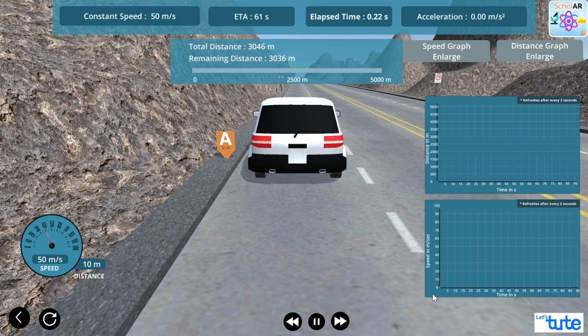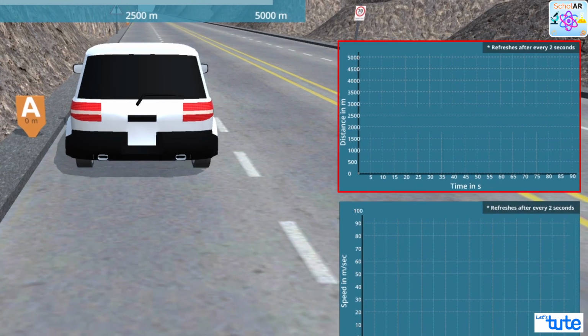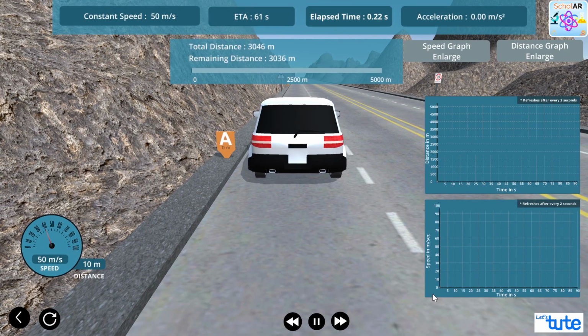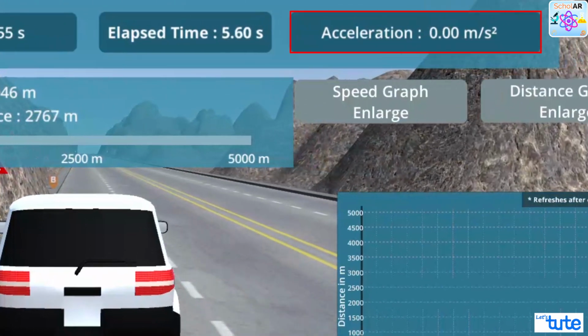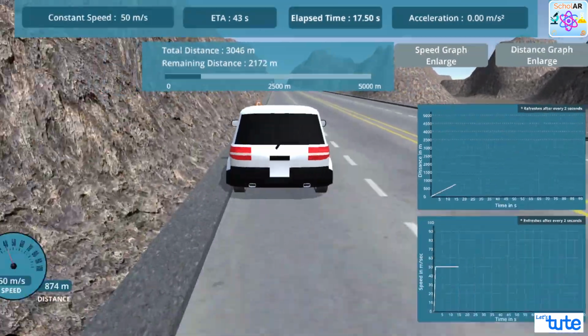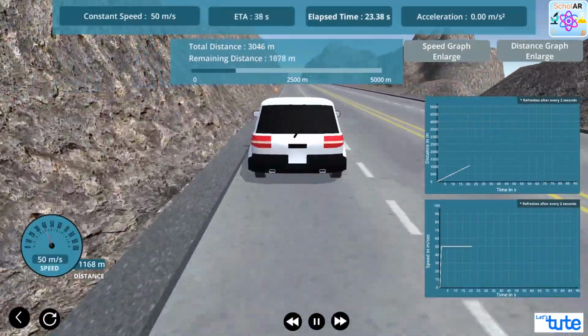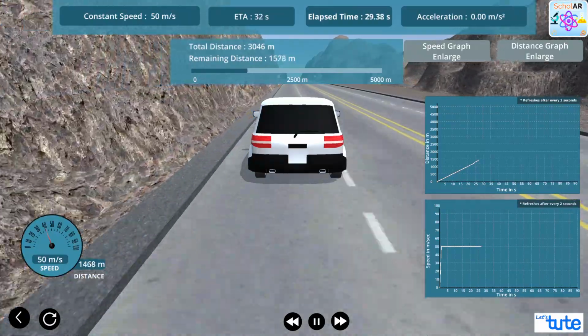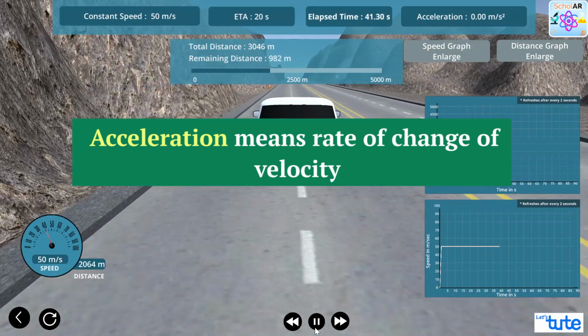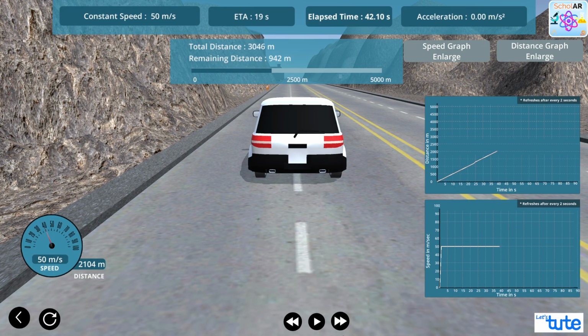On the screen, now we can see two graphs. One is distance against time and one is speed against time. With the car, we also need to observe how these graphs behave. These graphs are updated at every 2 seconds. We can see that the acceleration is 0 in this case, as the car is going in a straight line with no change in the speed. That means the velocity is not changing, which means no acceleration, as we know that acceleration is the rate of change of velocity.